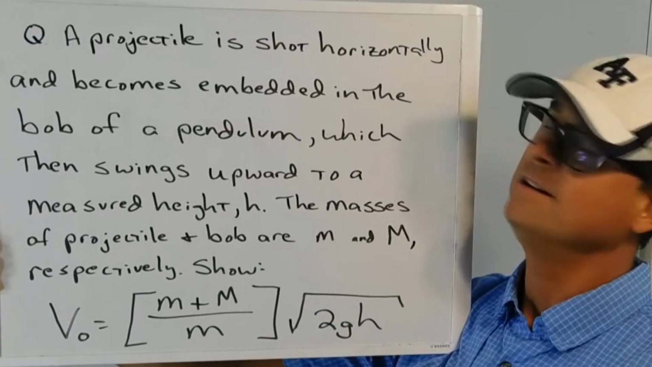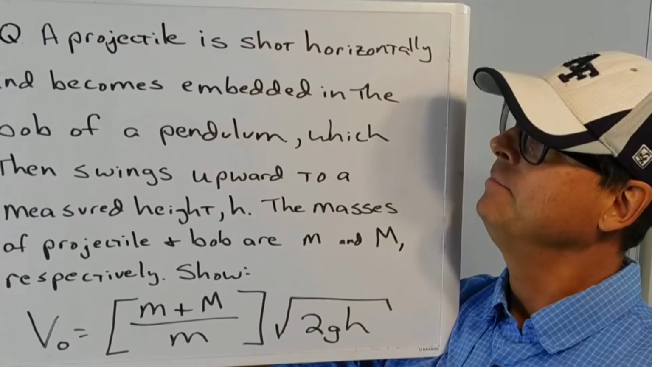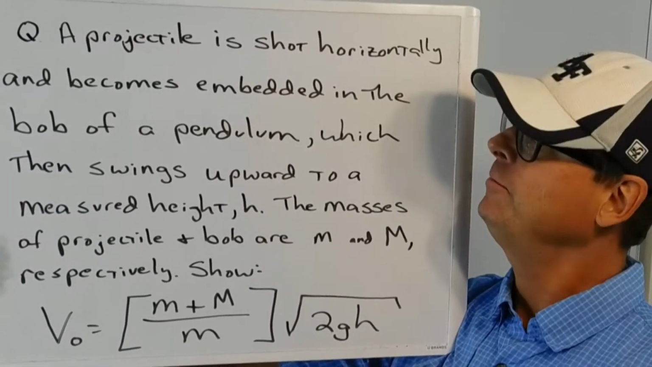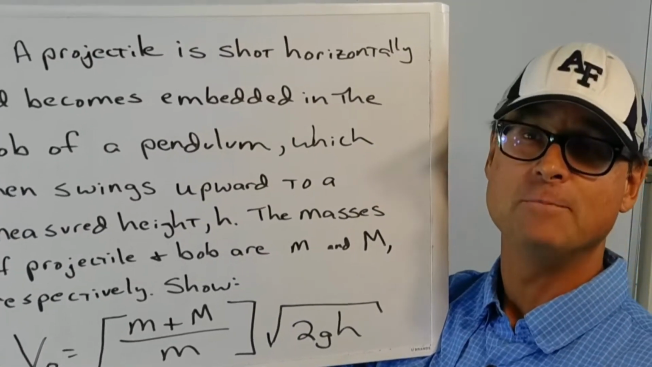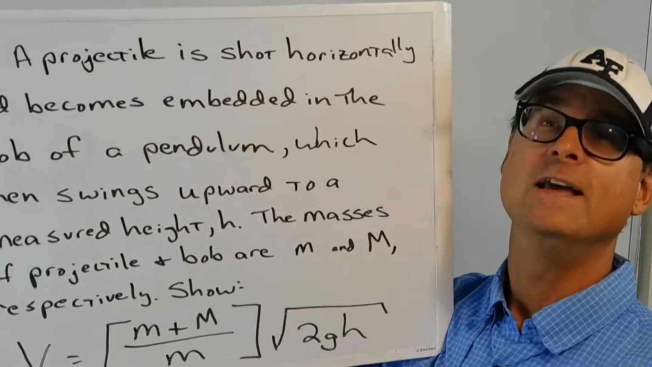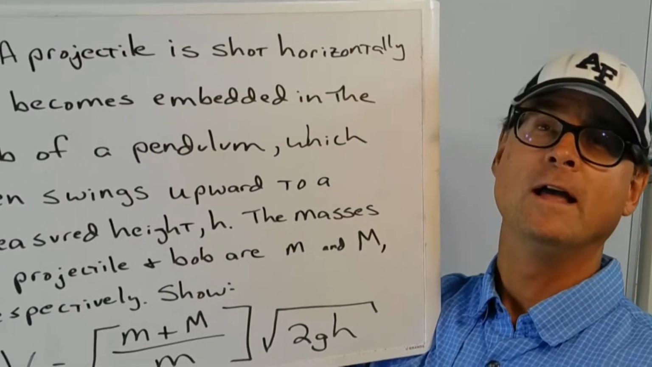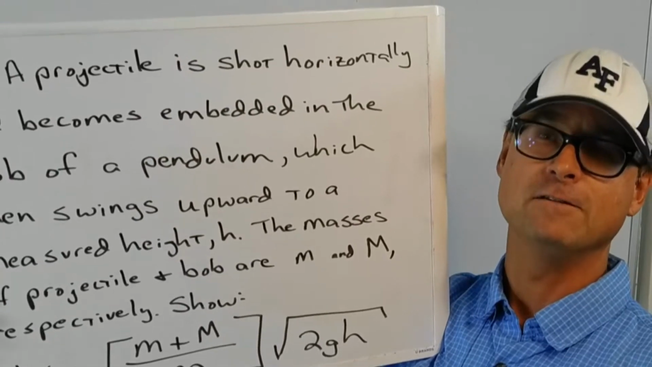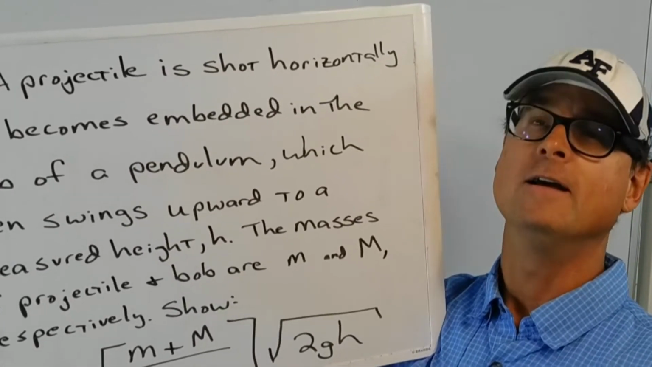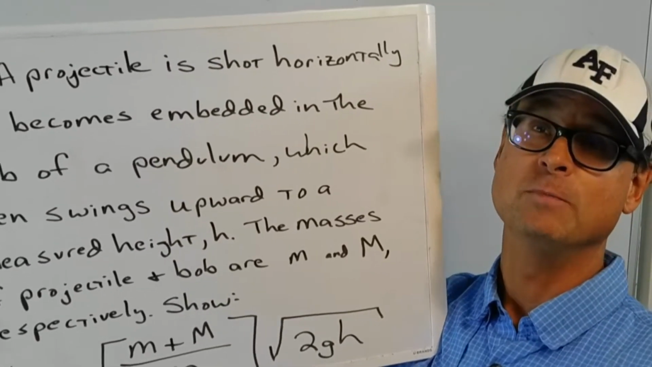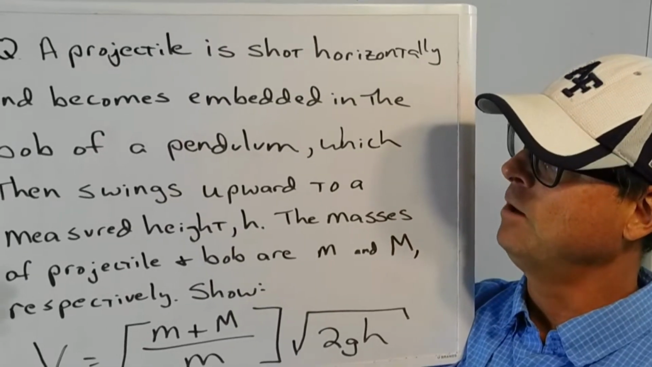A projectile is shot horizontally and becomes embedded in the bob of a pendulum. This is a contraption known as the ballistic pendulum. It's useful for determining the velocity of a projectile like a bullet by measuring something that's a lot easier to measure, like the height that a pendulum swings upward.